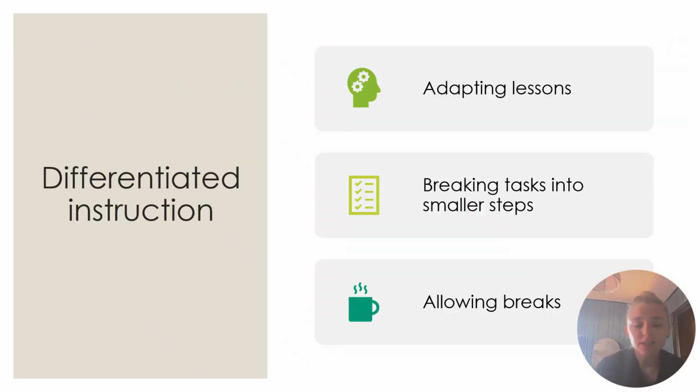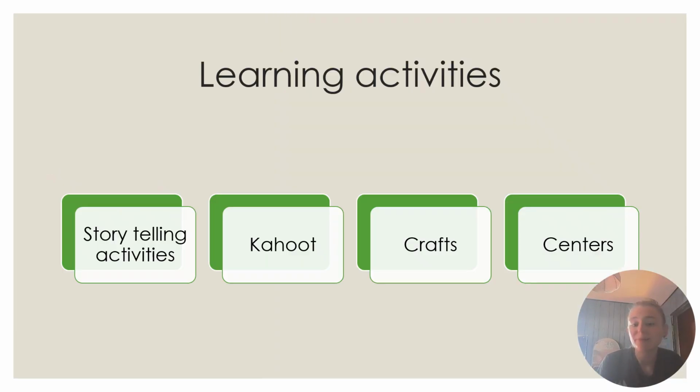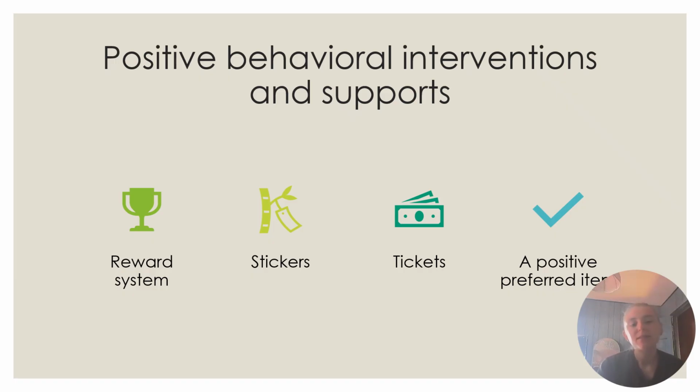A great strategy to help inclusion is differentiated instruction: adapting lessons, breaking them into smaller tasks, and allowing for breaks. Another great strategy is learning activities: telling stories, Kahoot games, crafts for the younger kids, centers, anything to help promote inclusion. And the last one is positive behavioral interventions and supports. This would be like giving a reward system, stickers, tickets, or any really positive preferred item.